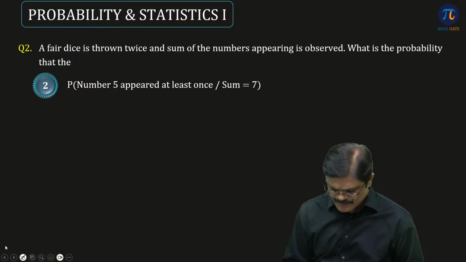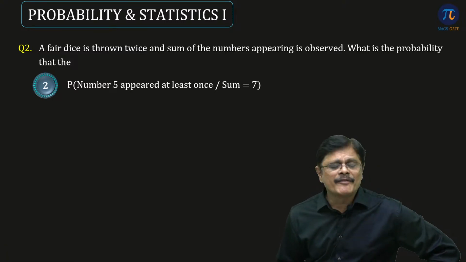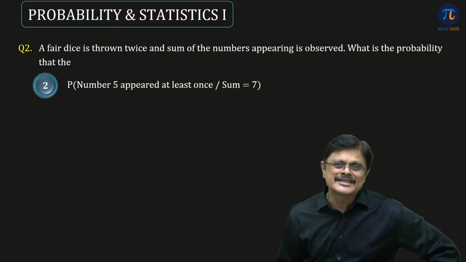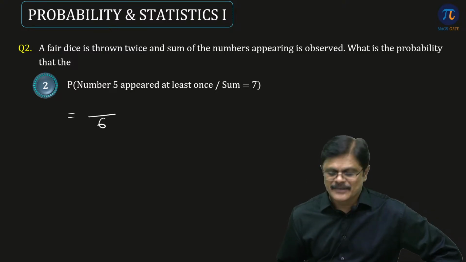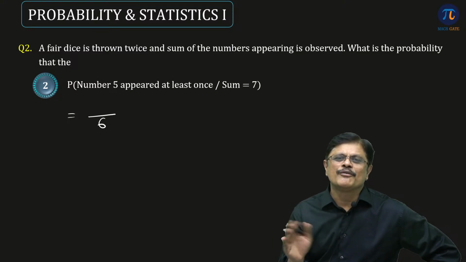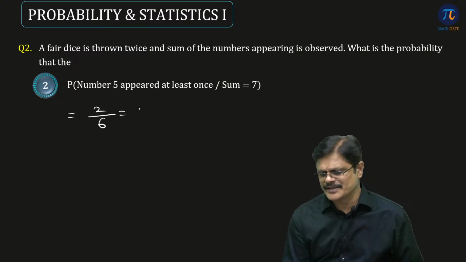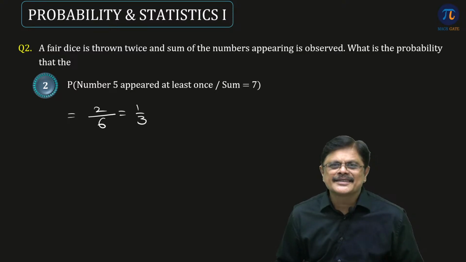Next one. A fair dice is thrown twice. The sum of the numbers appearing is observed. What is the probability that the number 5 appeared at least once when the sum is equal to 7? When the sum is equal to 7, 6 cases are favorable. Number 5 appeared at least once: that is 2, 5 and 5, 2. So 2 favorable out of 6. That is 1 by 3 is the answer. Is the idea clear?